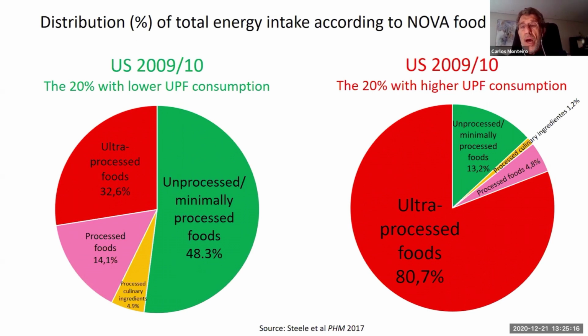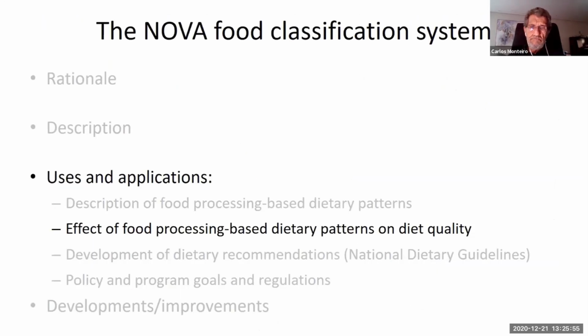In each of these countries, you can divide the population into quintiles and then contrast people with a lower consumption of ultra-processed food and higher. For instance, here in the US, the 20% of Americans that consume less ultra-processed foods have a dietary pattern which is not so different from the average Brazilian dietary pattern. And here you see that the 20% highest consumers have 80% of their energy from ultra-processed food. So the following examples I'll show you contrast these quintiles, so people that consume less and more in each country.